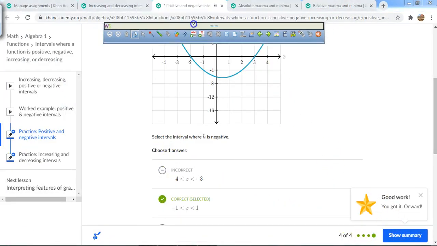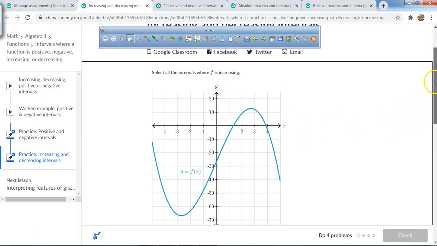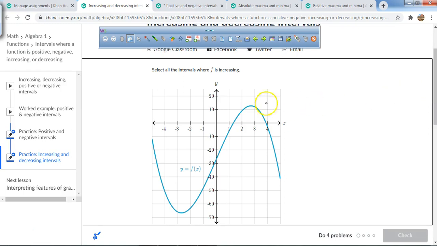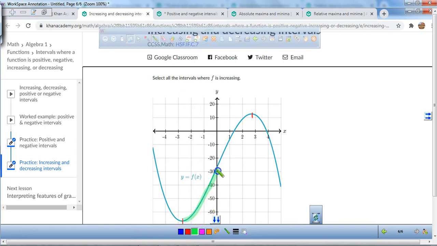All right, let's go on to the next one. Increasing and decreasing. Now, this is where we're talking about increasing, decreasing. It says select all the intervals where f is increasing. So let me tell you where actually f is increasing, from about here to right there. It's not going to ask us for the whole interval. We're just going to look for any piece where it is increasing.